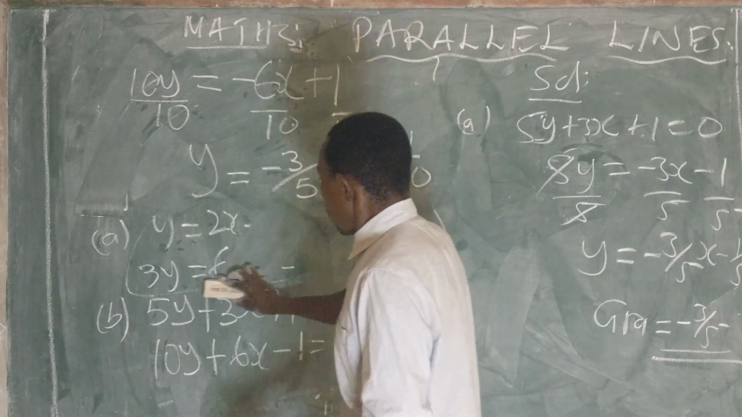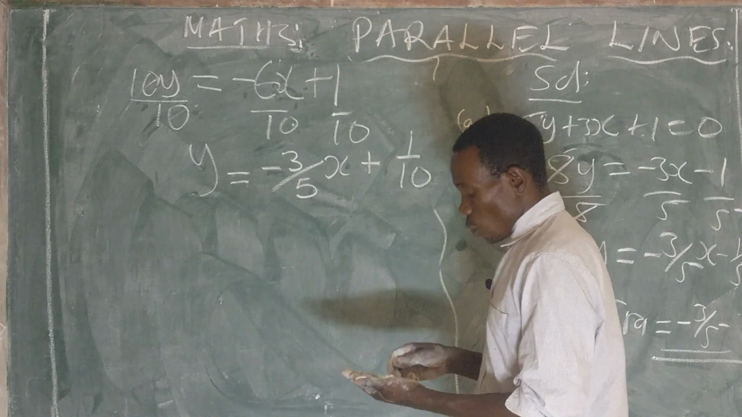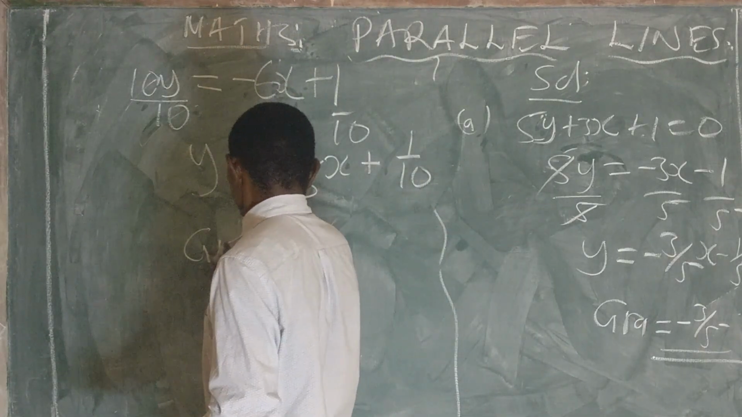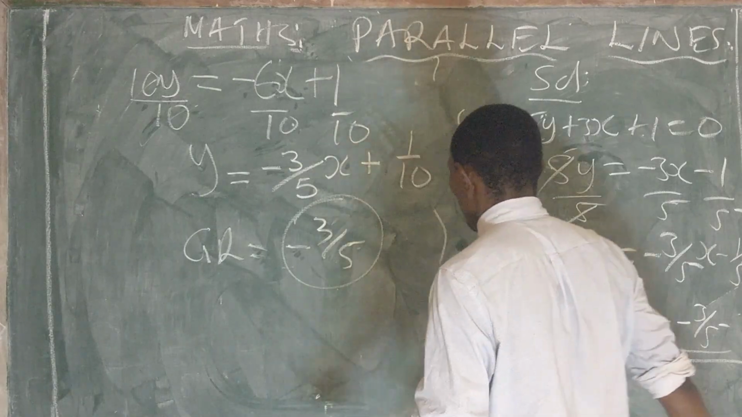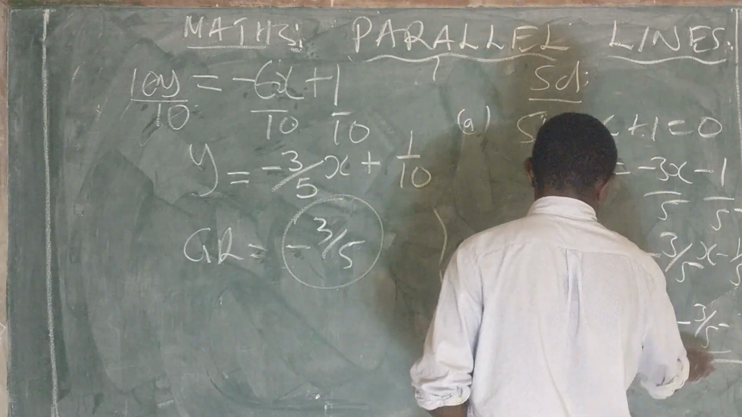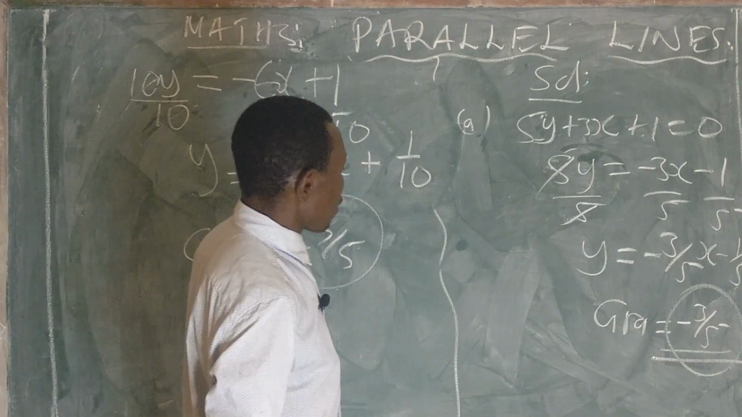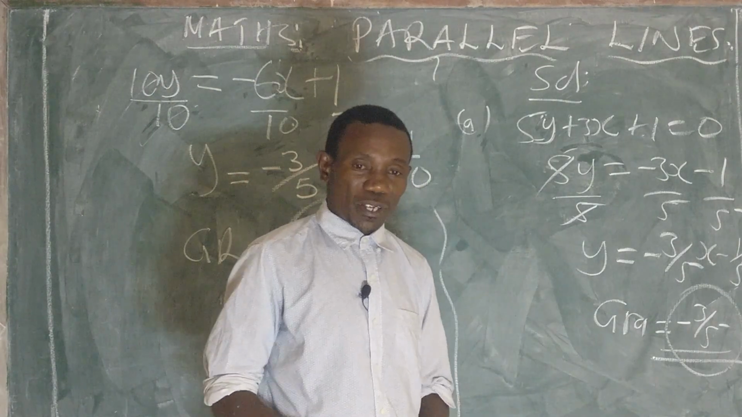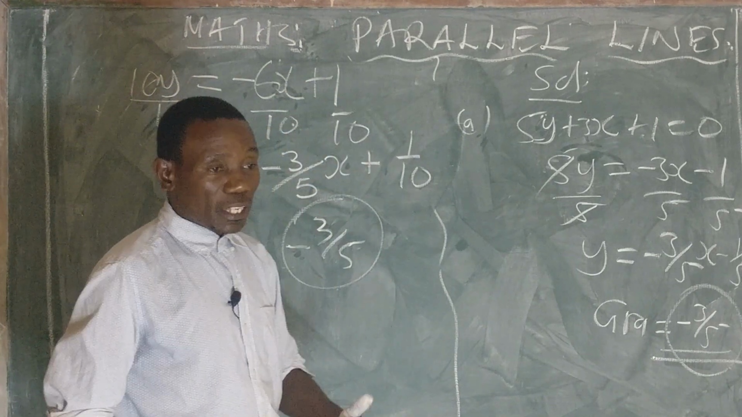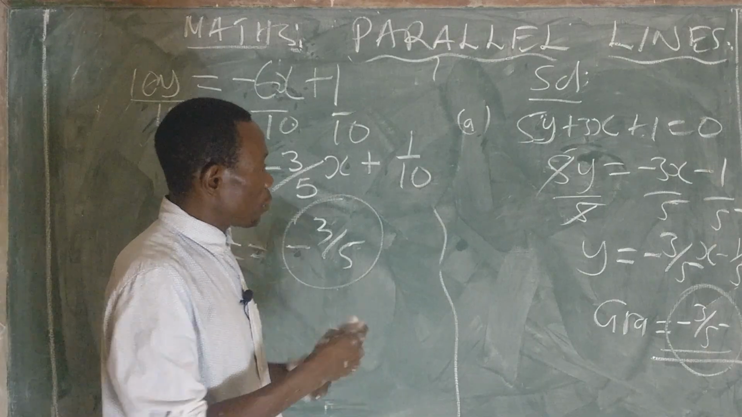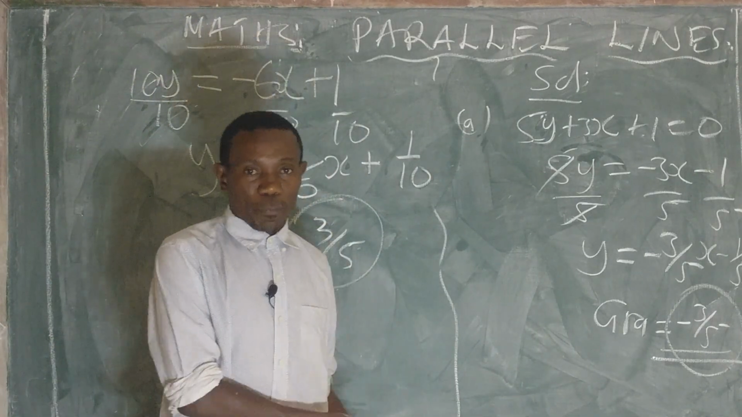If we are to determine the gradient of this line, we deduce it as -3/5. So here the gradient is -3/5, and here again the gradient is -3/5. In this case it means the two lines are parallel. So that is the study of parallel lines here. The first thing is determining or getting to know that lines are parallel. How do we know that lines are parallel? It is by what we have just done in the example.